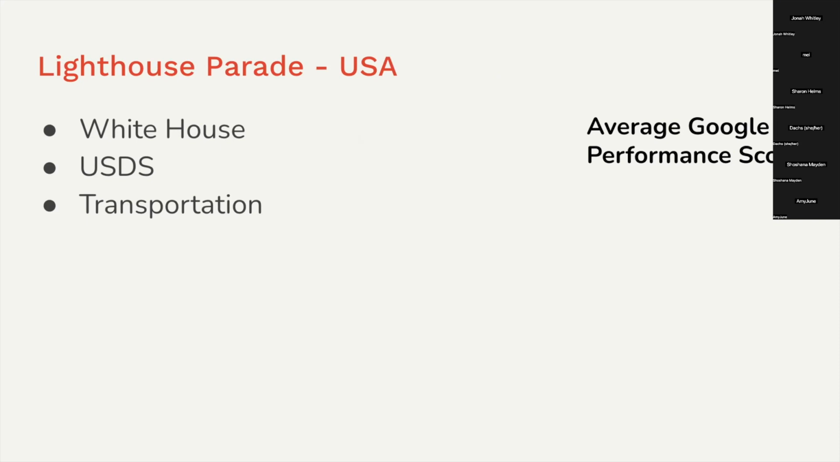And I've got 3 websites here for the White House, the USDS, and the transportation.gov website that I used this application called Lighthouse Parade on. This is an open source tool. What it does is it allows you to crawl a domain and evaluate the speed of each page, and gives you a snapshot of the performance speed of each page that it crawls. And so I have some graphs over here to show this.